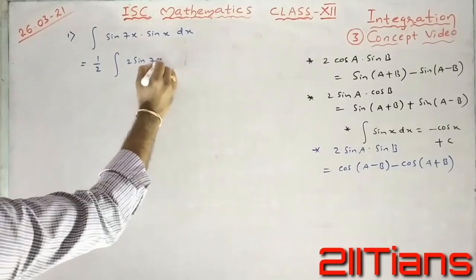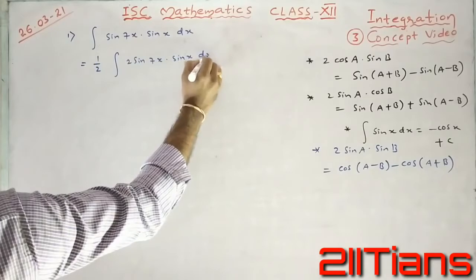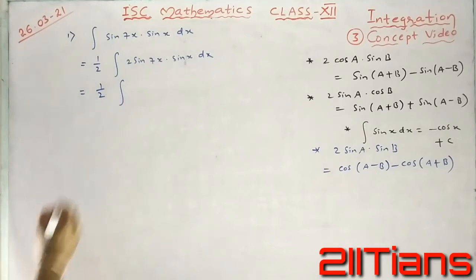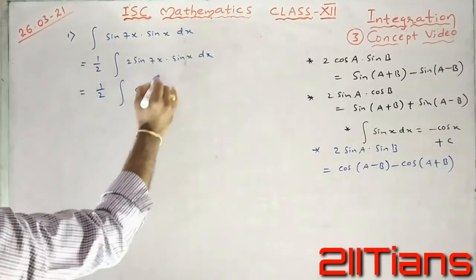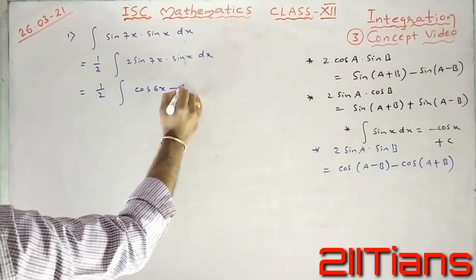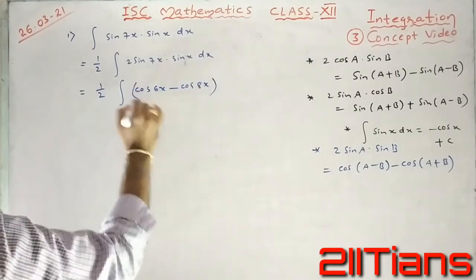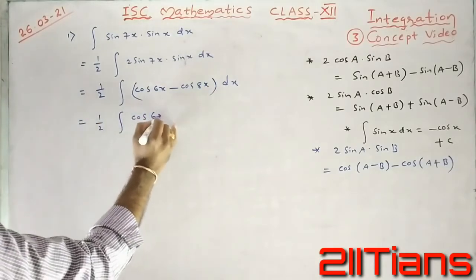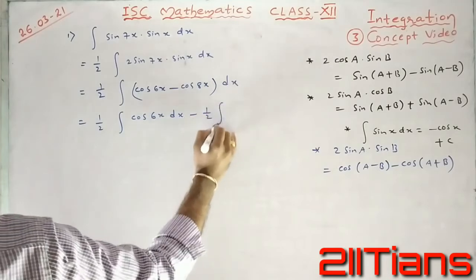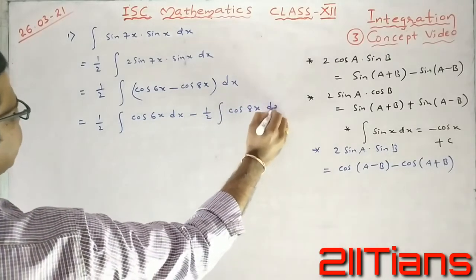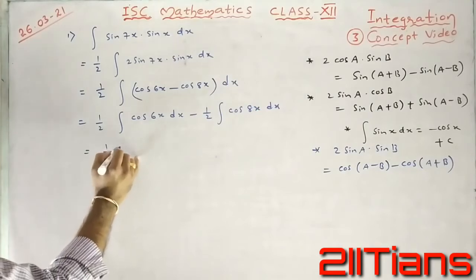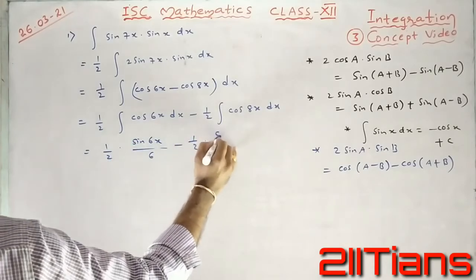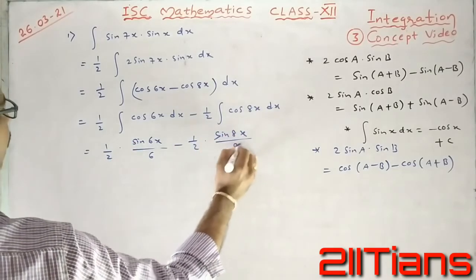2 sin 7x into sin x dx. So 2 is missing, that's why multiplied and divided 1 by 2. 2 sin A sin B means cos of A minus B 6x minus cos of A plus B 8x. Right? Hope it is clear. 1 by 2 integral cos 6x dx minus 1 by 2 cos 8x dx. 1 by 2 cos integration is what? Sin x, minus 1 by 2 sin 8x upon 8.